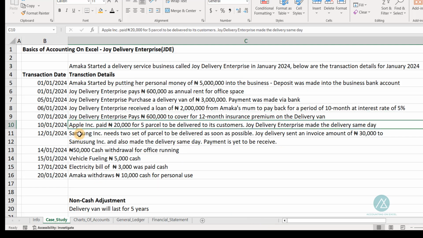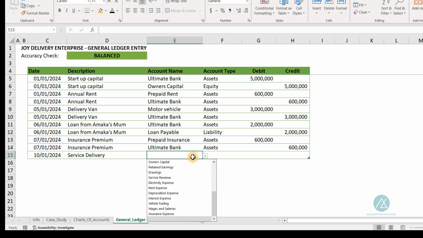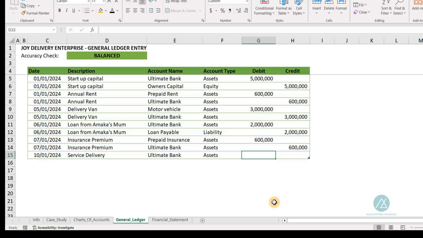So the next one is on the 10th of January. Apple Incorporation paid 20,000 for 5 parcels to be delivered to its customer. Joy Delivery Enterprise made the delivery same day. So this is a service that is rendered and payment was made. So on the 10th of January 2024, let's call it service delivery, right? You debit your bank because money came in, and let's assume the money was paid into the bank. How much? 20,000.